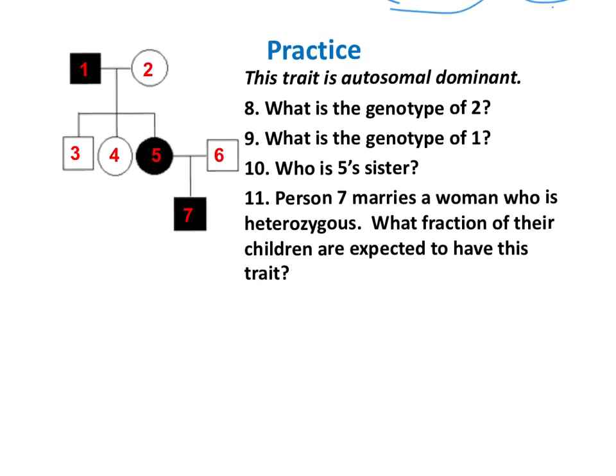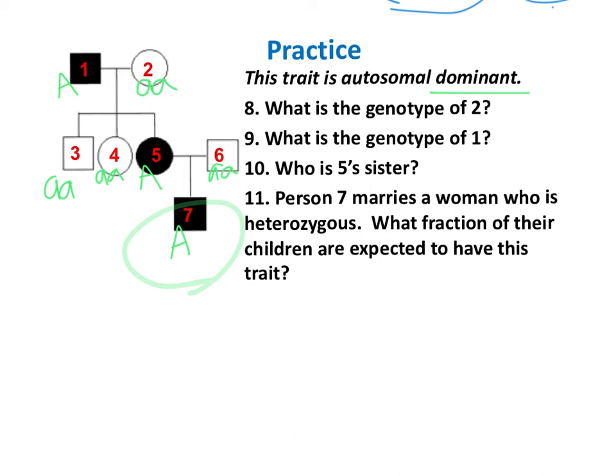Little bit more practice. Number 8, the genotype of 2. Well, I'm just going to work through this entire pedigree to try to figure out what is everybody, and then I'm going to go back and answer the questions. This trait is dominant. I know every single shaded person has to have a dominant allele. I know every unshaded person has to be homozygous recessive, because if they had a dominant, they would be shaded. I'm now going to work my way up or down, it doesn't really matter, to try to fill in all of my missing pieces. I'm going to start here with individual number 7.